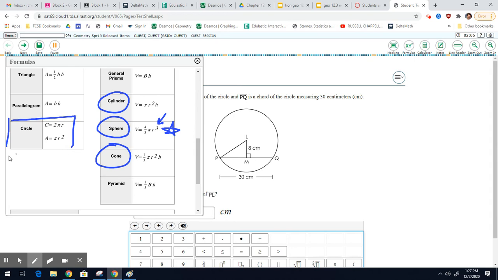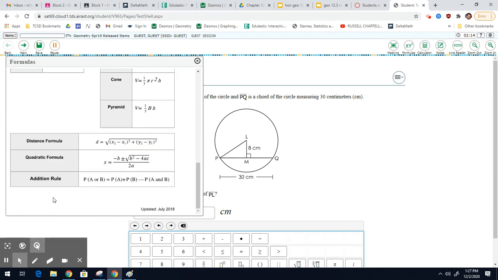But for circles over here, circumference and area are given to you, so make sure you use this reference sheet. And then lastly is the distance formula. Again, I will present this to you, but we use the Pythagorean theorem, which is a variation of the distance formula. The quadratic formula is for Algebra 1, so not for you. And then this addition rule. Again, we'll talk about what this means when we do some probability questions in the video covering things we haven't talked about yet. Okay, so that's the reference sheet.